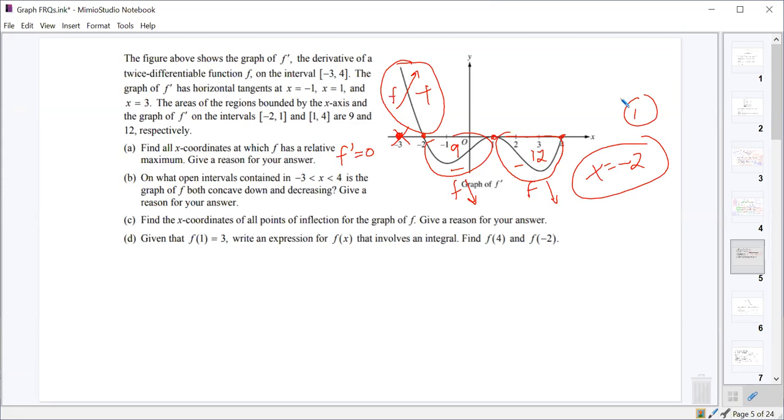Sorry, I was just looking that back up again. That's actually worth 2 points. Not 1, 2 points there. Can it not be -3 or 4?